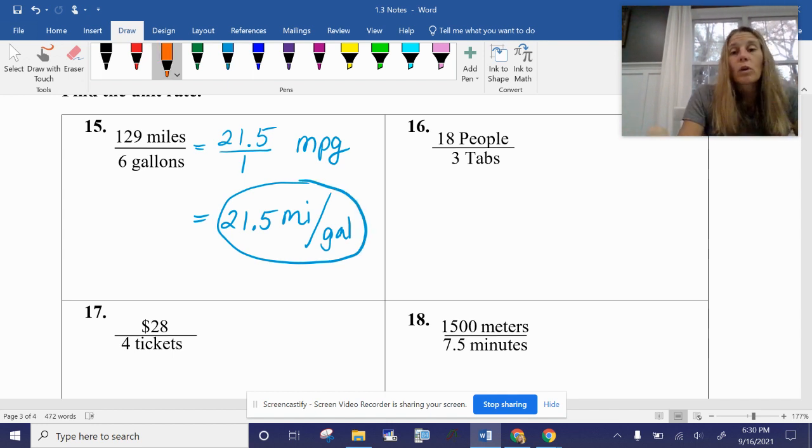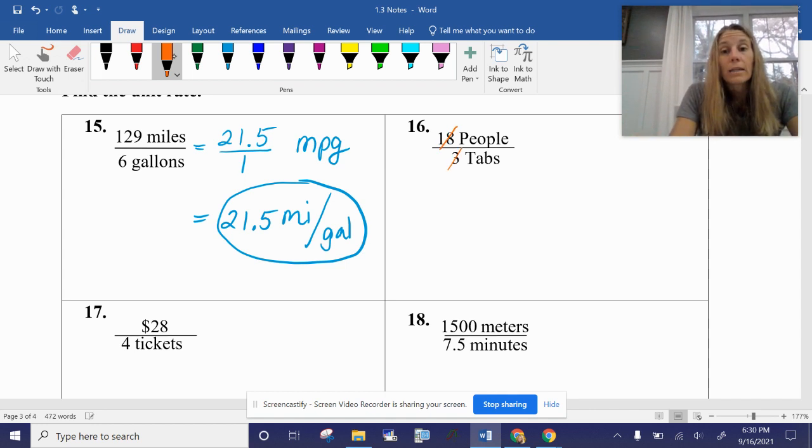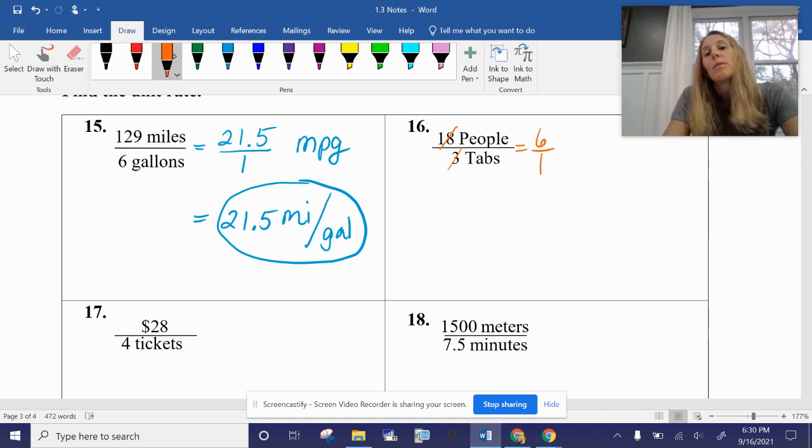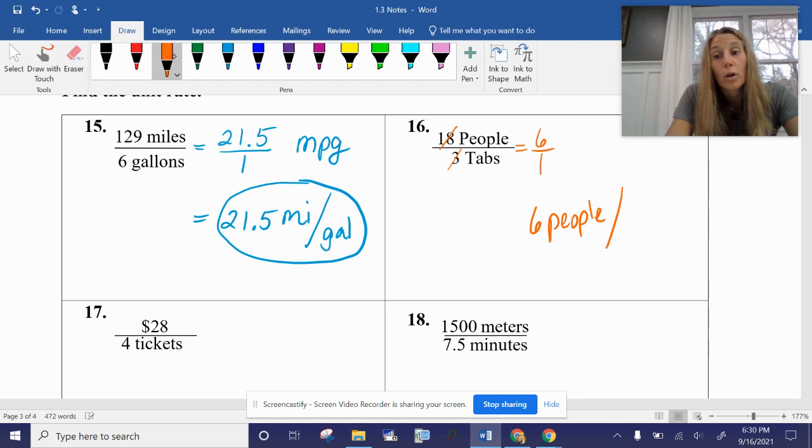Okay, now the next one, we're talking about how many people per tab at maybe a restaurant or something. 18 divided by 3, or 18 over 3, reduces to 6 over 1. You always want the bottom number to be 1, so you do that just by dividing on your calculator. And then we would have 6 people per tab.